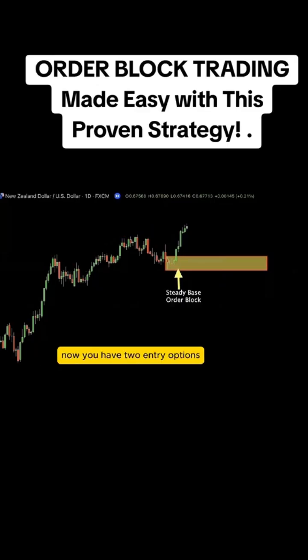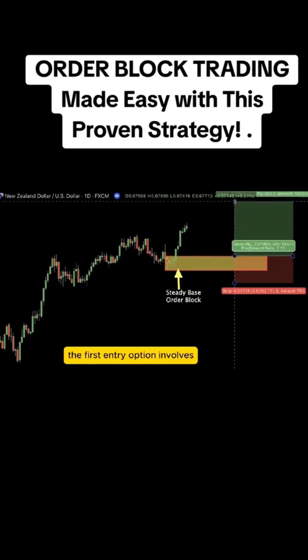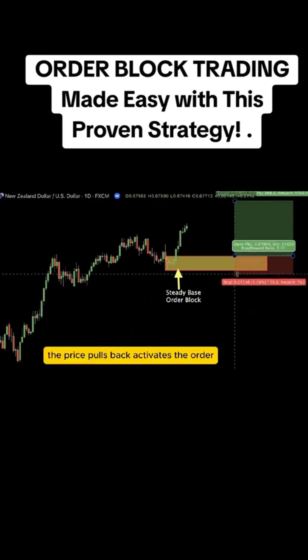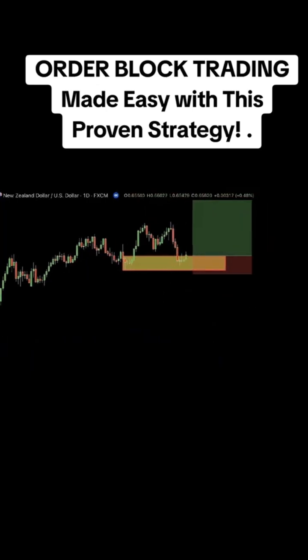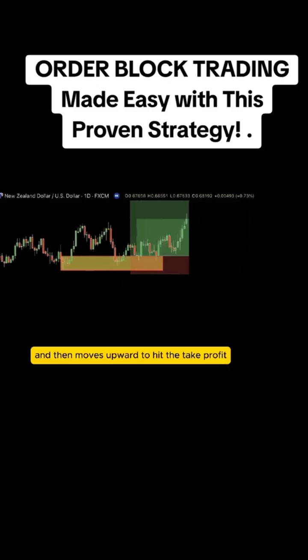Now you have 2 entry options, and there's no right or wrong choice. It all depends on your personality and risk tolerance. The first entry option involves placing a buy limit order at the highest point of the order block. You'll set your stop loss a few pips below the order block and aim for a 1 to 2 risk to reward ratio. The price pulls back, activates the order, and then moves upward to hit the take profit.